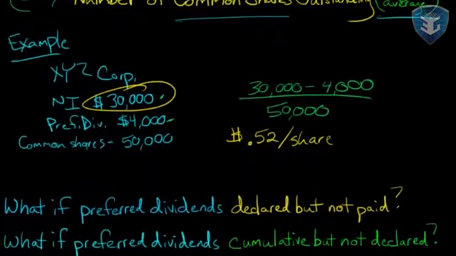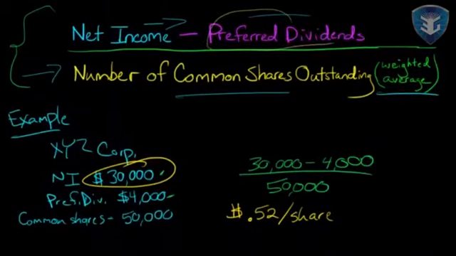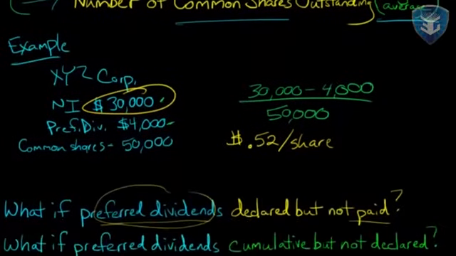What if the preferred dividends are declared but not paid? So the company has declared that they're going to have a preferred dividend, but they haven't yet paid it. Do we still deduct it in calculating our earnings per share, even if it hasn't been paid? The answer is yes. Even if they haven't been paid yet, if they've been declared, you deduct them.